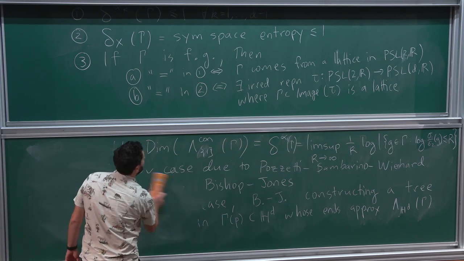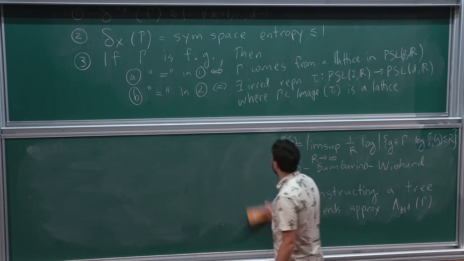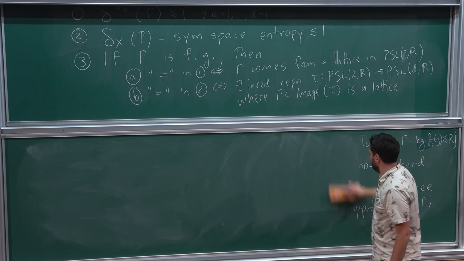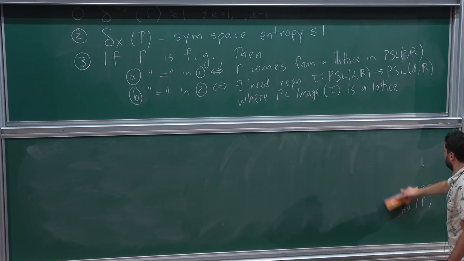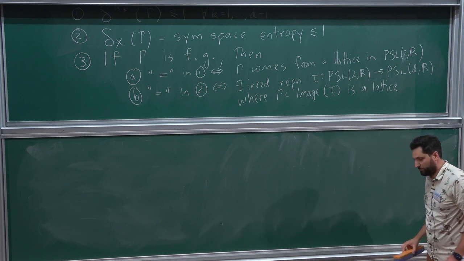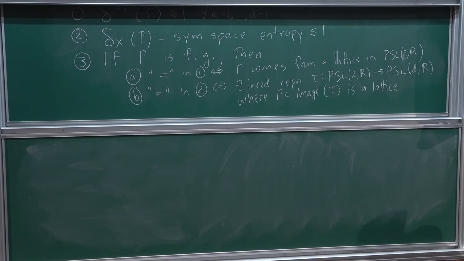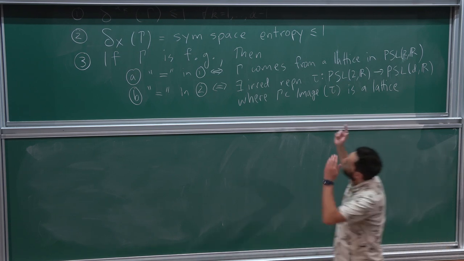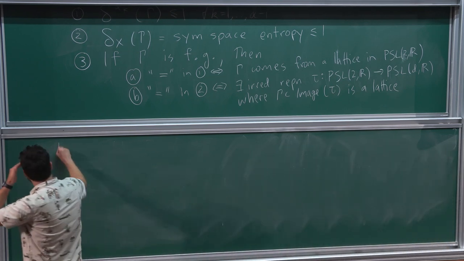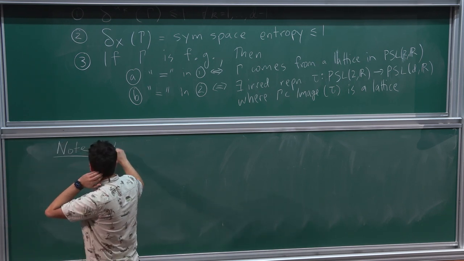So gamma is the image of a positive representation of a lattice. That's what it means in A. And then in B, it's also a positive representation of a lattice, but it also sits inside an irreducible image. Okay, and then, yeah, so this theorem is known in the Anosov case. So that's the note.